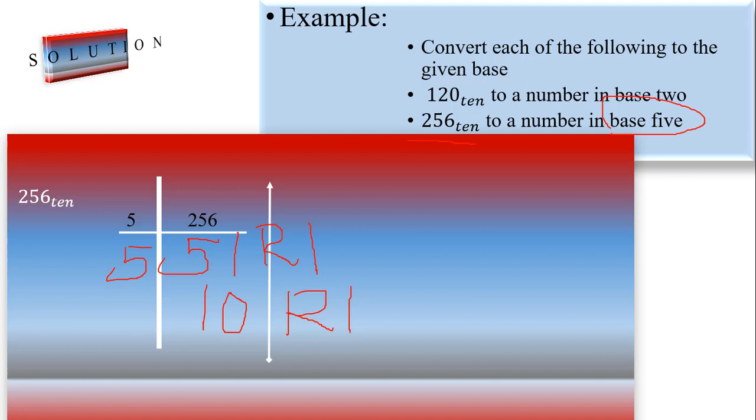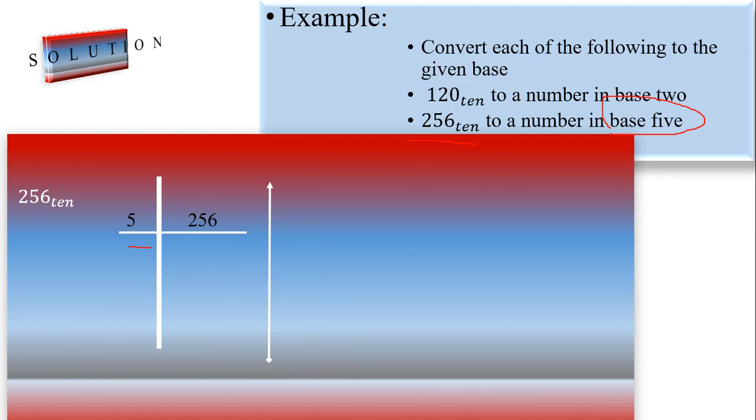So I'm using the 5 again. 5 goes in 10. That is 2 remainder 0. I'm just taking note of my remainder. Very important. And I make sure that this division is correct. They are all in order.